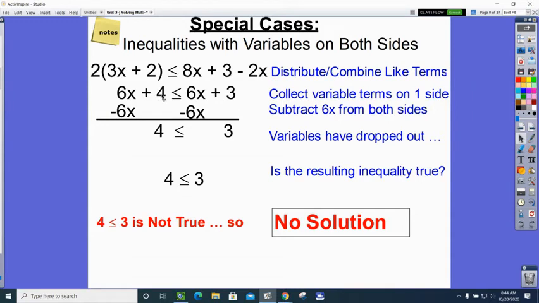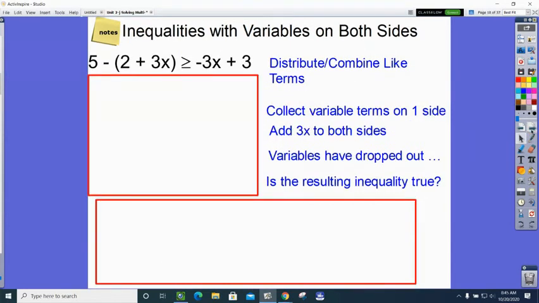You have 6x plus 4 being less than or equal to the same thing plus 3. That doesn't make sense. So this would be a no solution. No check, obviously, because you don't check inequalities, but there's no reason to check this. Nothing will work. So now let's take a look at this one. We've got to be a little bit careful.